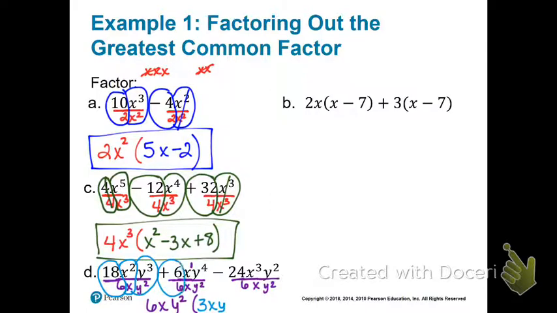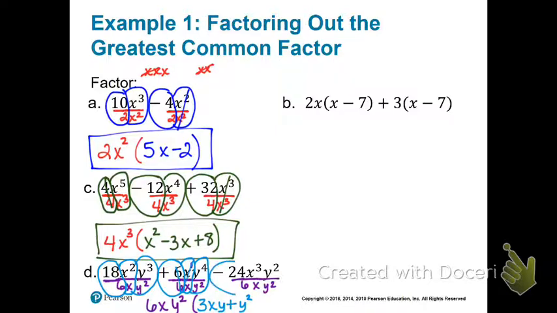Then I have 6 divided by 6. Well, 6 divided by 6 cancels, but I still have, it's positive. X divided by x cancels. And y to the 4th divided by y squared, keep your base, subtract your exponents. 4 minus 2 is 2.